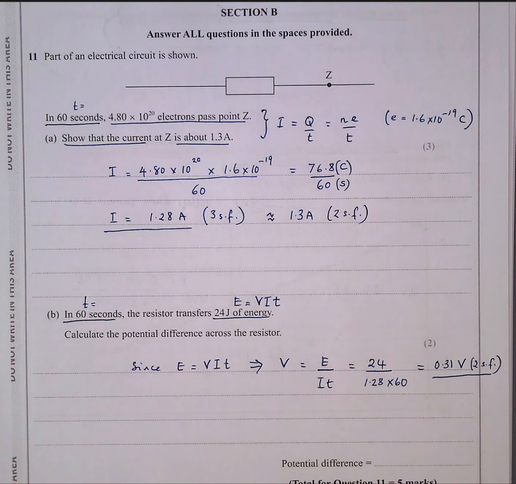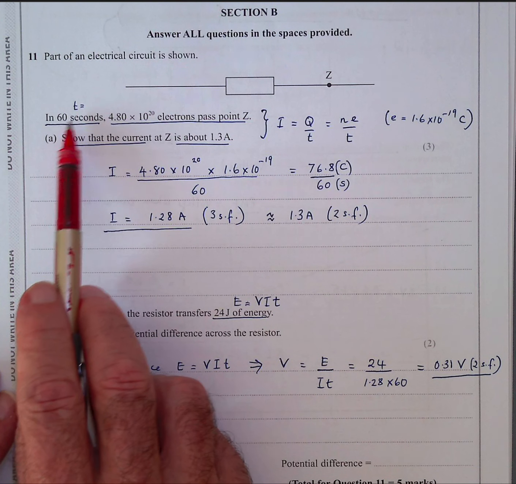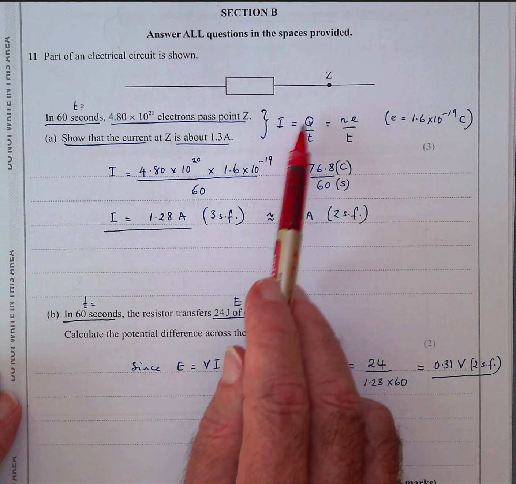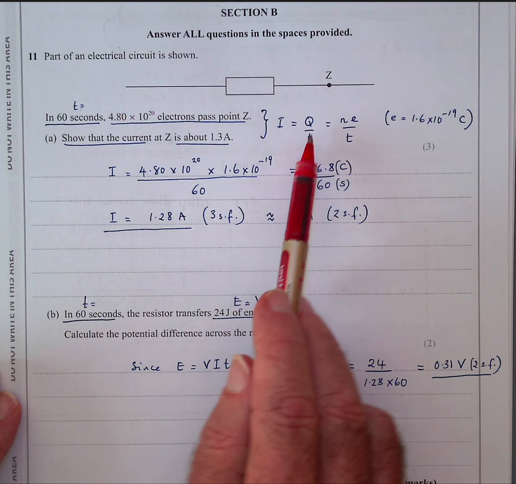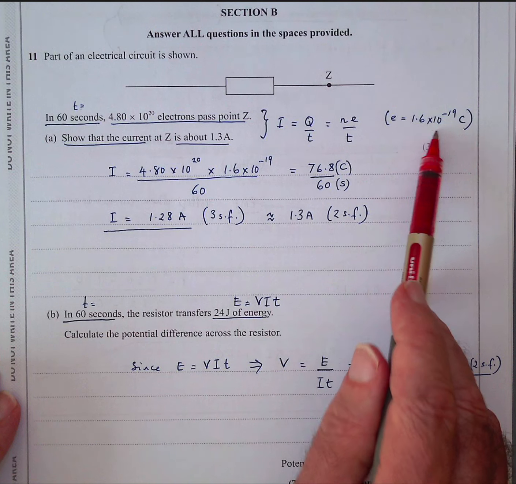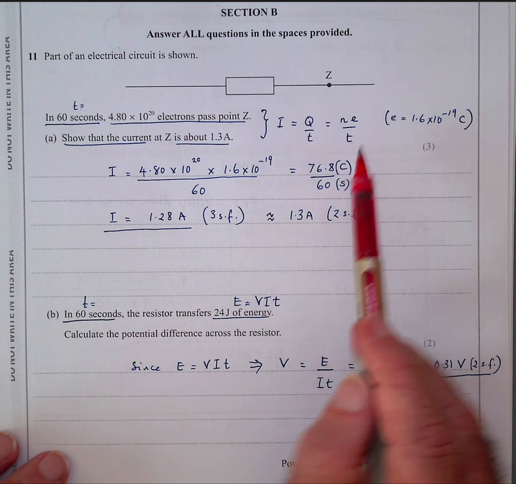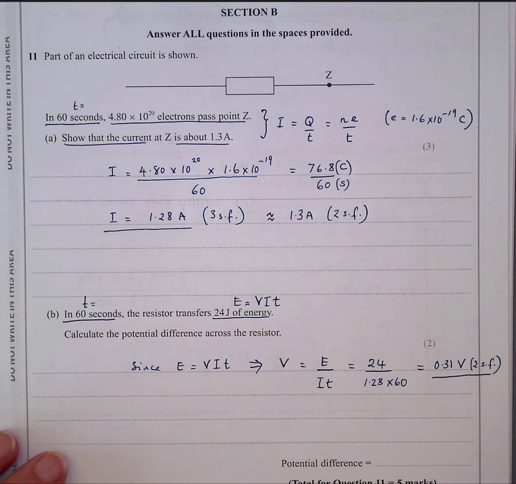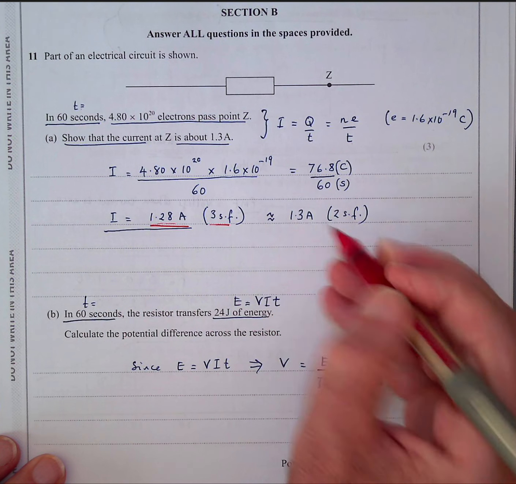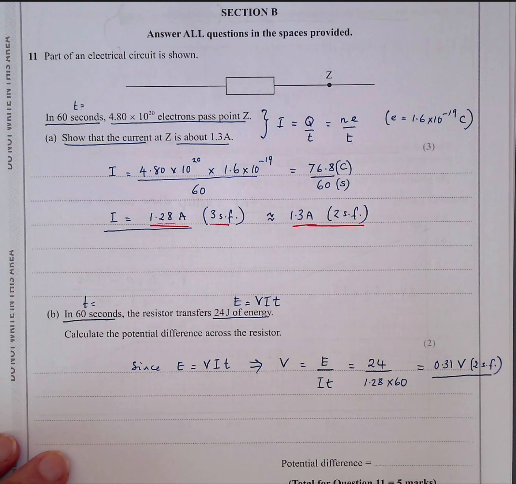Okay, section B. This is part of an electric circuit, and it's telling you that in 60 seconds, so t is given, this many electrons pass point Z. Well, I is the rate of flow of charge, and charge is the number of electrons times the charge of each electron, which is known. This is in the data sheet, so you could say I is N times e over t. Put the values in, you'll come to 1.3 amps approximately. It will give you a value to 3 significant figures of 1.28, and that is approximately, as they've asked, 1.3 amps to 2 significant figures.